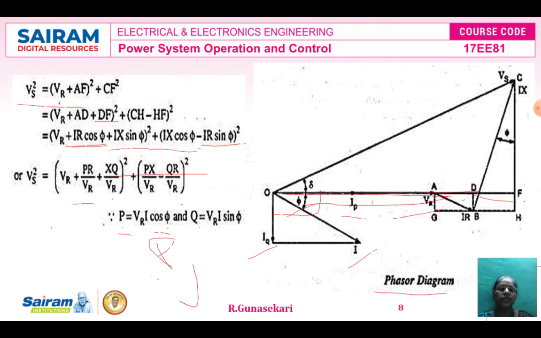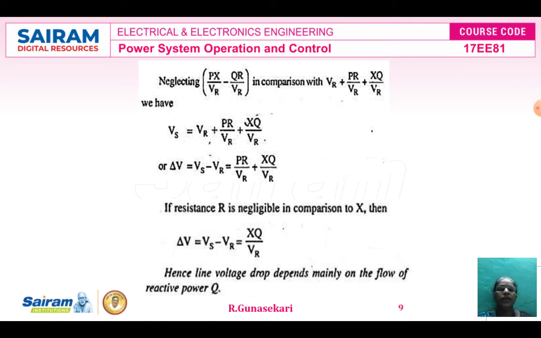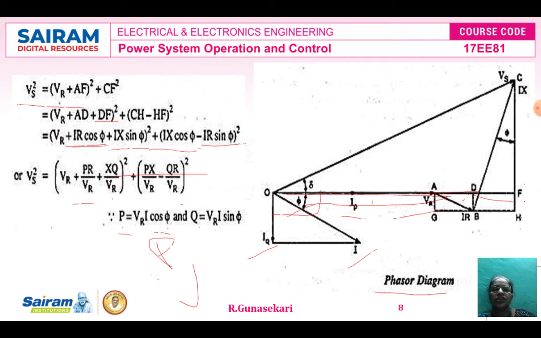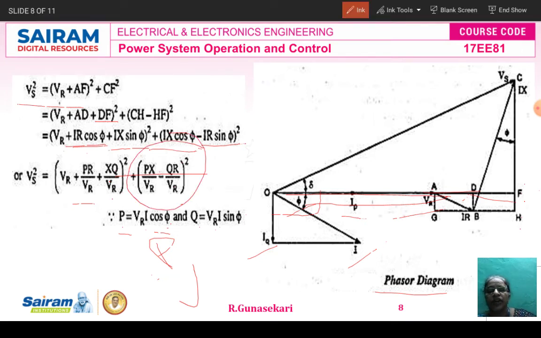Now you see, suppose we have to neglect that PX by VR minus QR by VR in comparison with VR plus PR divided by VR plus XQ divided by VR. Now the Vs, the sending end voltage, equals the receiving end voltage plus PR divided by VR plus XQ divided by VR. And you can see in the previous equation, this term we can neglect. Which term? This term we have to neglect.